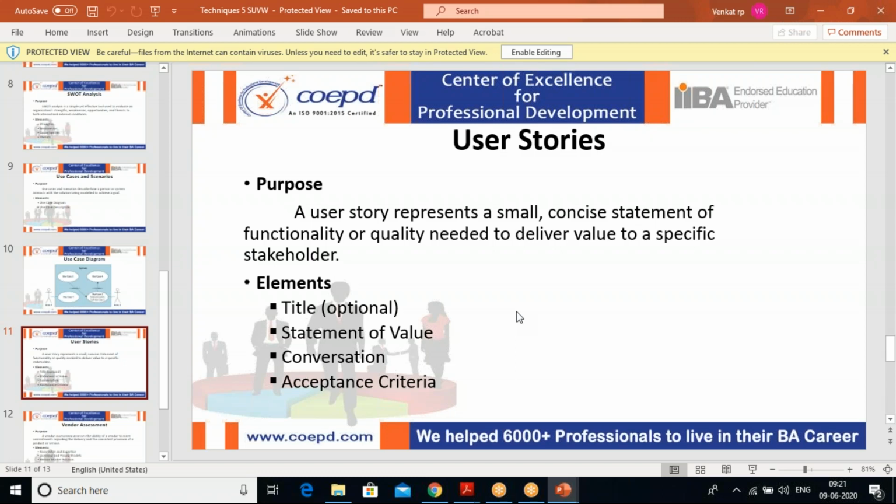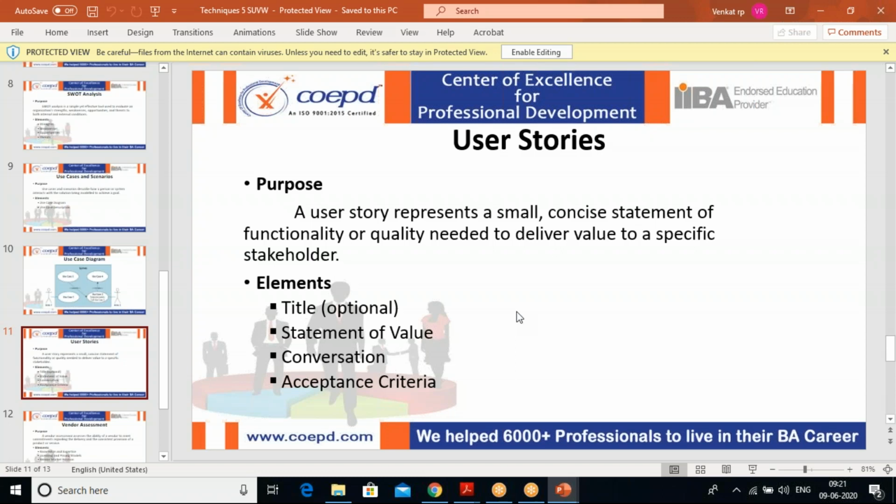A user story is a small consensus statement of functionality or quality needed to deliver value to the specific stakeholder. Now, 2 weeks is the max time given for a developer to develop a user story, and it can stretch to 2 months at most. Both the stakeholders and the development team come to an understanding that they have to write a user story in such a way that one developer can develop it within, let me say, 2 weeks.